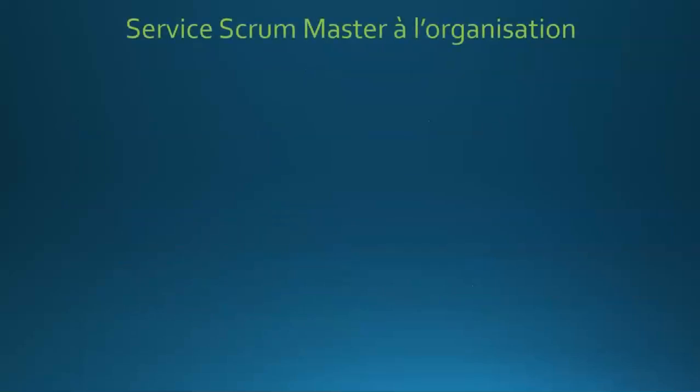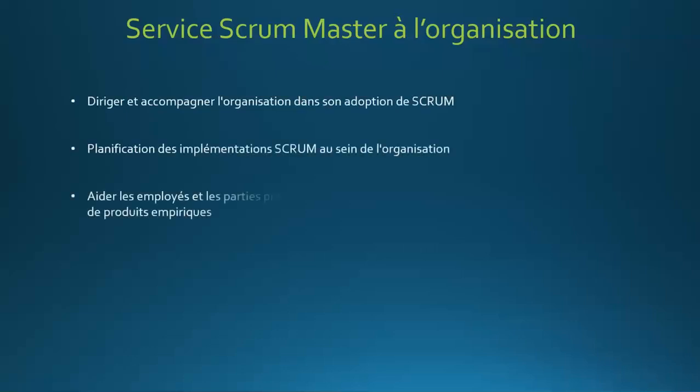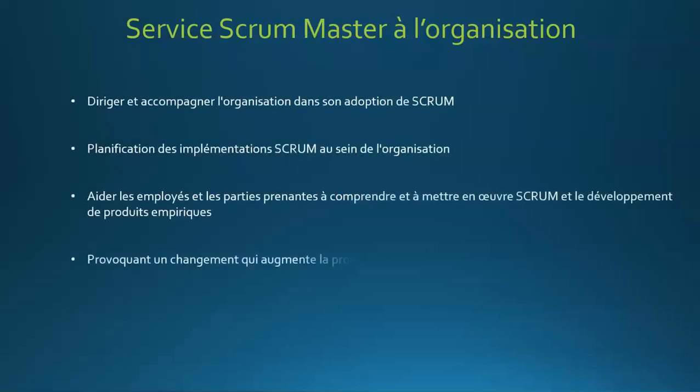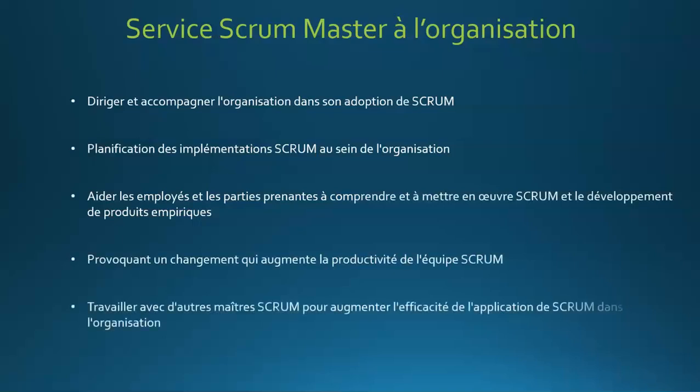Finally, we will talk about the Scrum Master service in relation to the organization. Several points will be displayed: leading and accompanying the organization in adoption of Scrum, planning Scrum implementations within the organization, helping employees and stakeholders understand and implement Scrum and empirical project development, bringing about change that increases the productivity of the Scrum team, working with other Scrum Masters to increase the effectiveness of the application of Scrum in the organization.